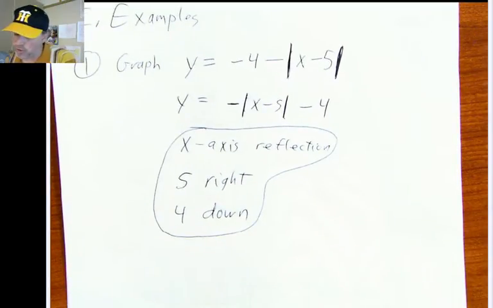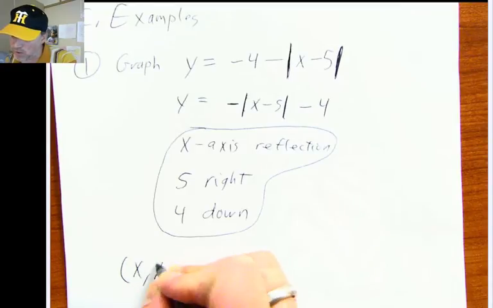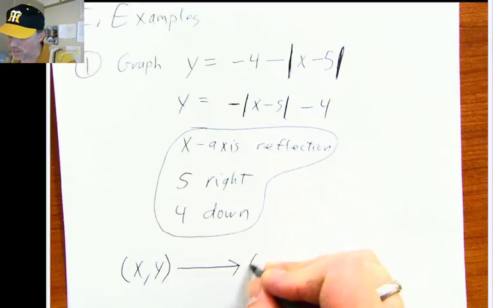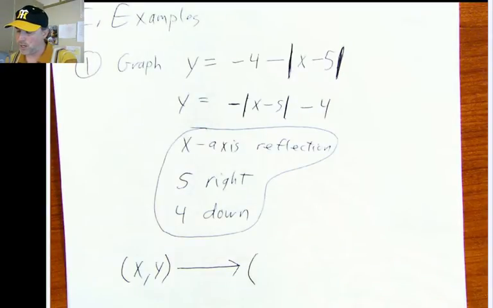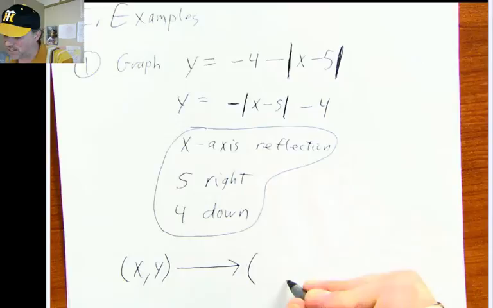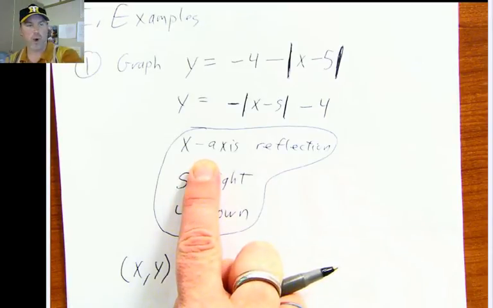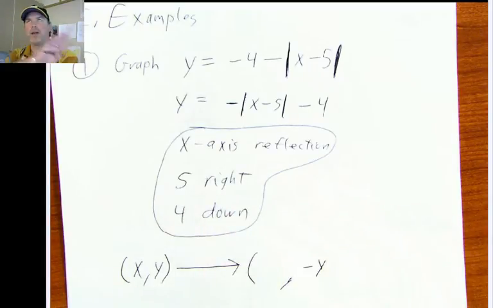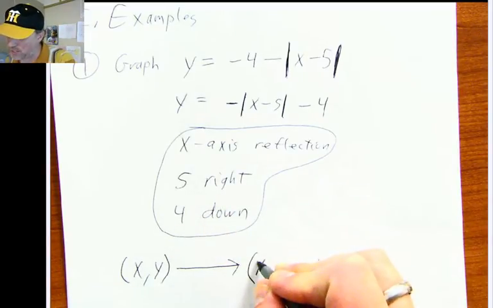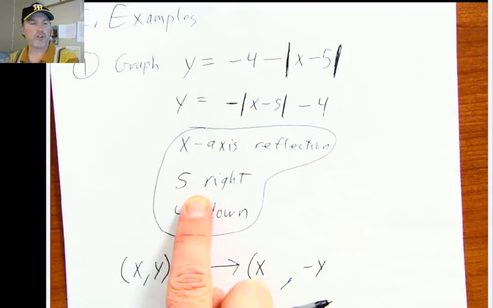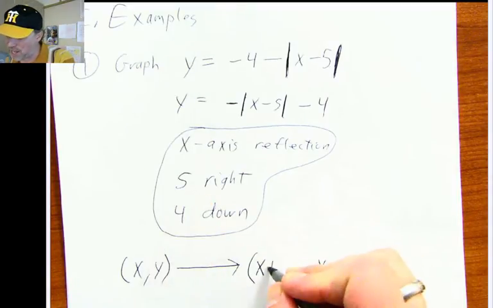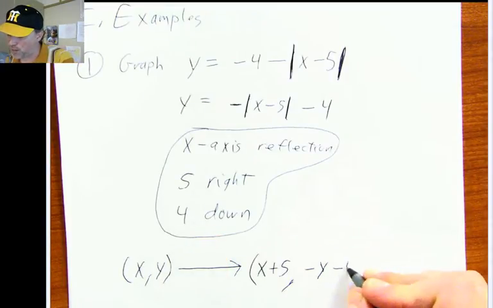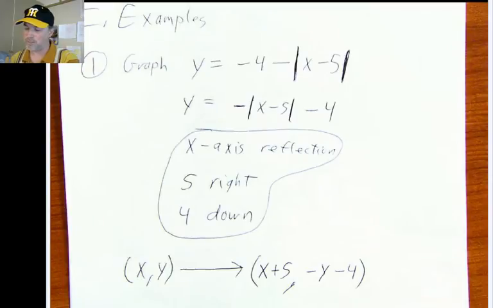Or, there's actually two different things you could do. You could make a list, or you could just physically tell me what happens with these coordinates. An x-axis reflection, that is affecting the y-coordinate, so it would create a negative y. There's no y-axis reflection, so x starts off the same. Then if you're going to travel 5 right, that means you're going to add 5 to all the x-coordinates. And if you're going 4 down, you're also going to subtract 4 from the y-coordinates.